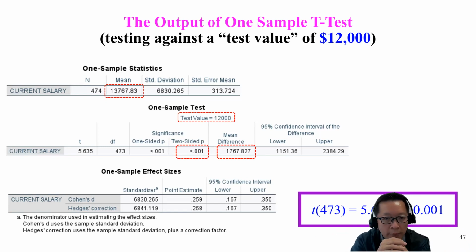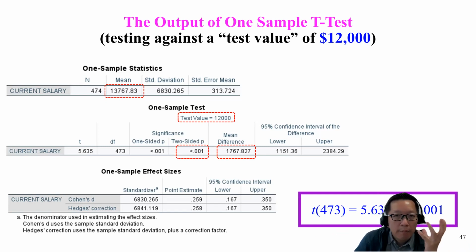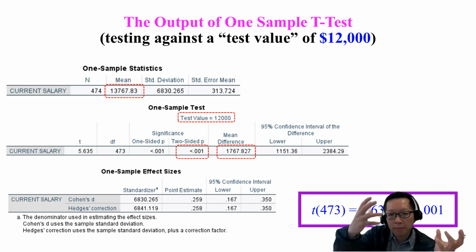You can also see that the test value is 12,000. So you can see that the p value is significant. So there's a significant difference between the bankers who are in the sample of your survey. They're significantly different from the test value of $12,000, right?